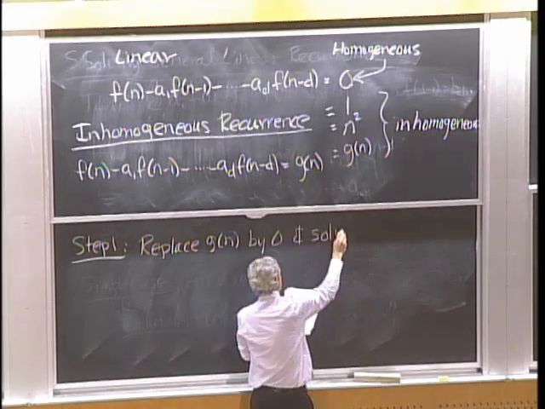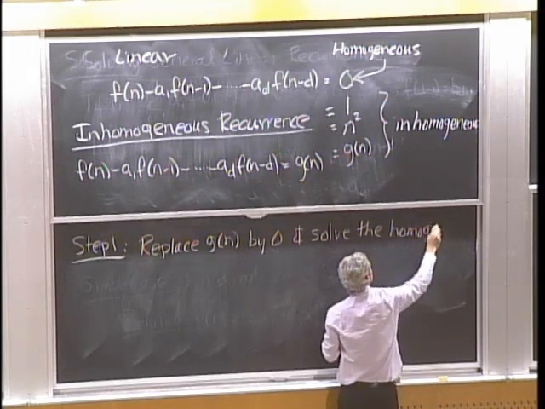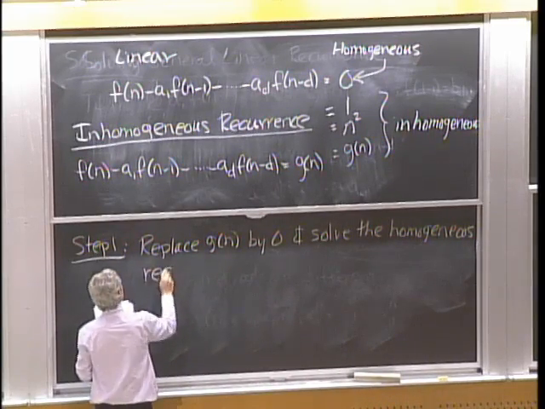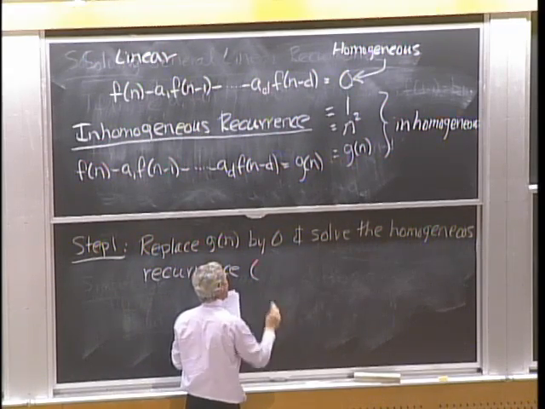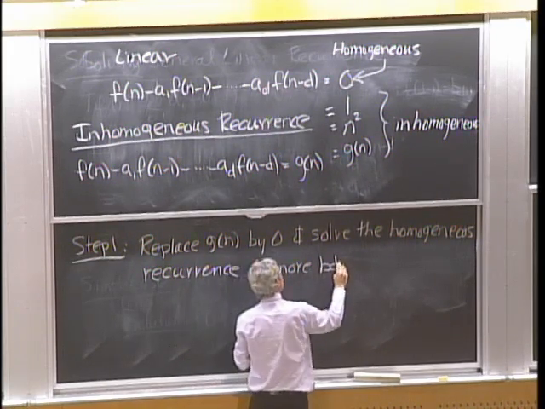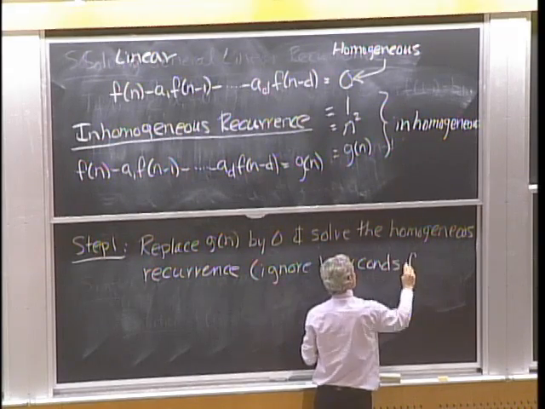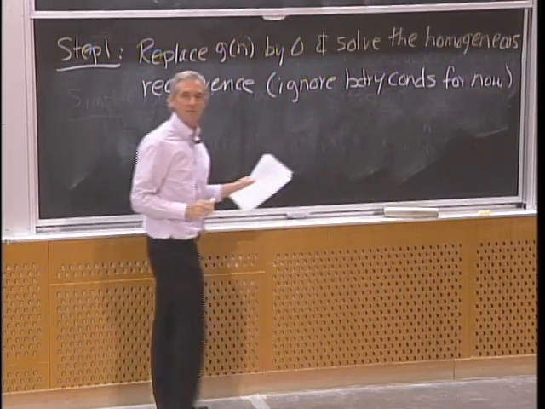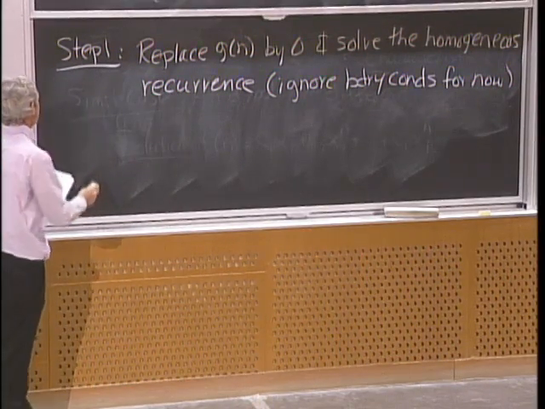And we solve the homogeneous recurrence, because you got a 0 there now. But we don't go all the way. We ignore the boundary conditions for now. So you don't get all the way to the final answer where you plugged in the boundary conditions to get the constant coefficients. Leave the constant coefficients undecided.